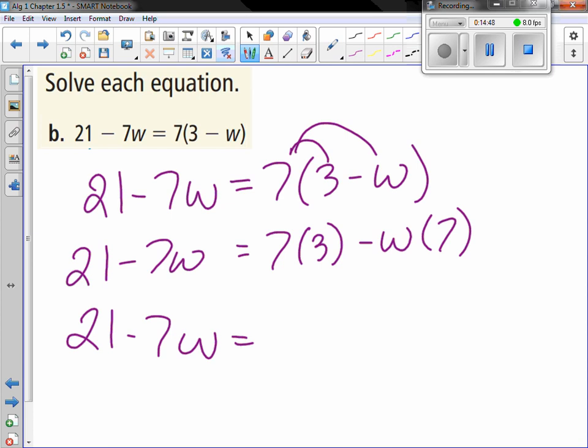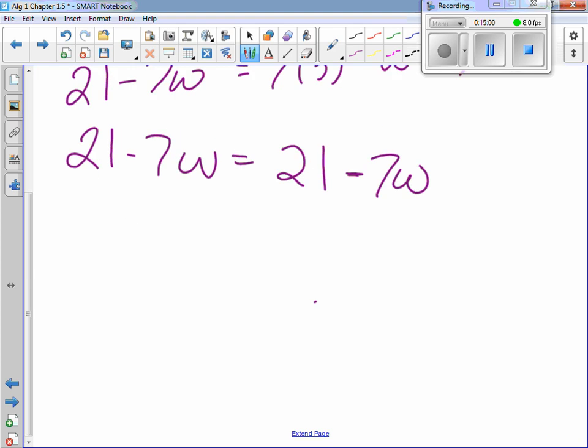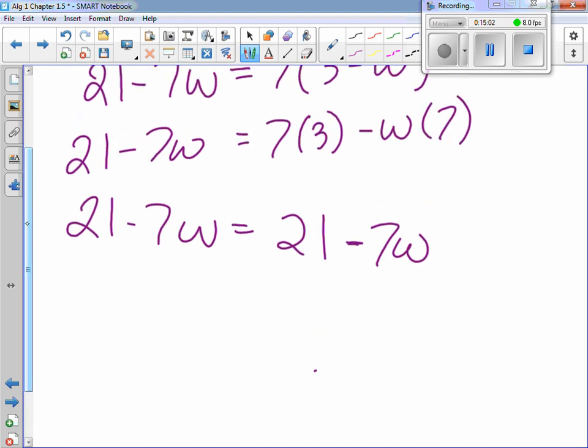Okay, 7 times 3 is 21. 7 times -w, or -w times 7, is -7w. So really the right side, we just repeated it to keep it on the same line. Is that the same thing on both sides? So most likely what's going to happen? It's going to be all real numbers, or infinitely many solutions.